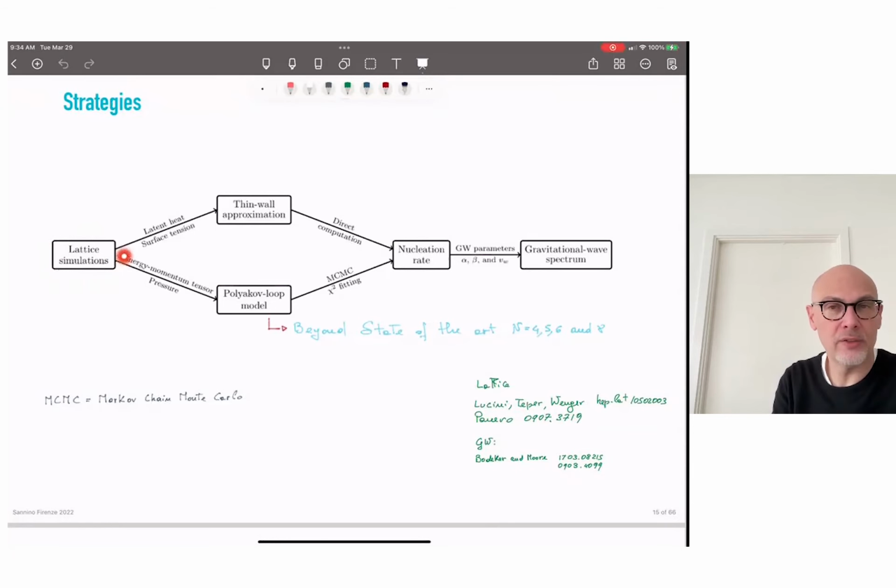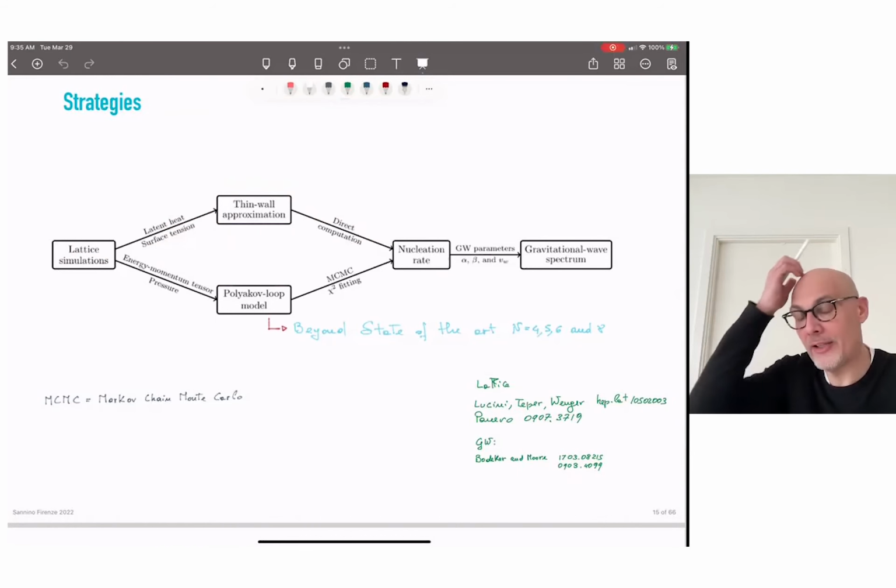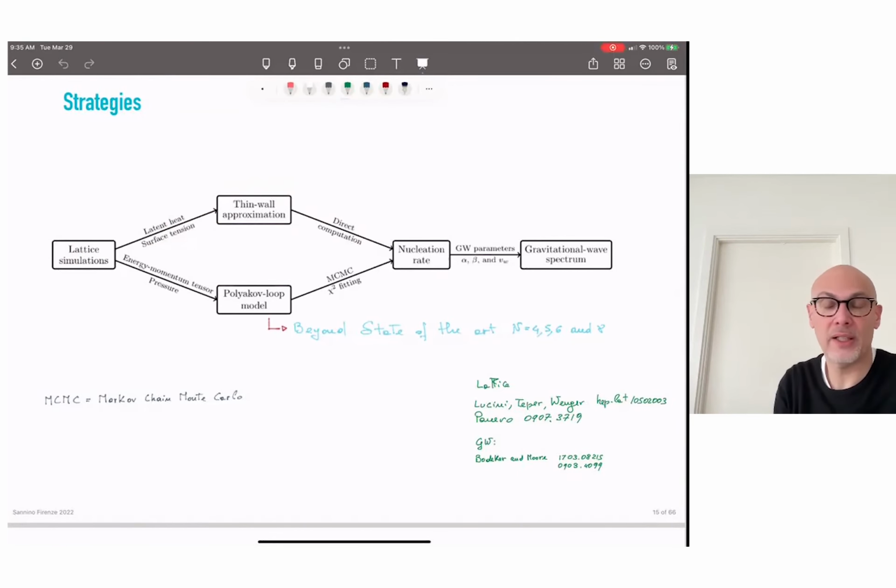So you go back to the lattice simulation of SU(N) gauge theories. And from this, we then applied two potential strategies to arrive at the gravitational wave spectrum. One strategy was to get the latent heat and surface tension from the lattice simulation, then write down a thin wall approximation to calculate the sphaleron processes. From a direct computation, determine the nucleation rate. And this allowed us to get the gravitational parameters, alpha, beta, and the wall velocity of the bubbles, and finally get the gravitational wave spectrum.